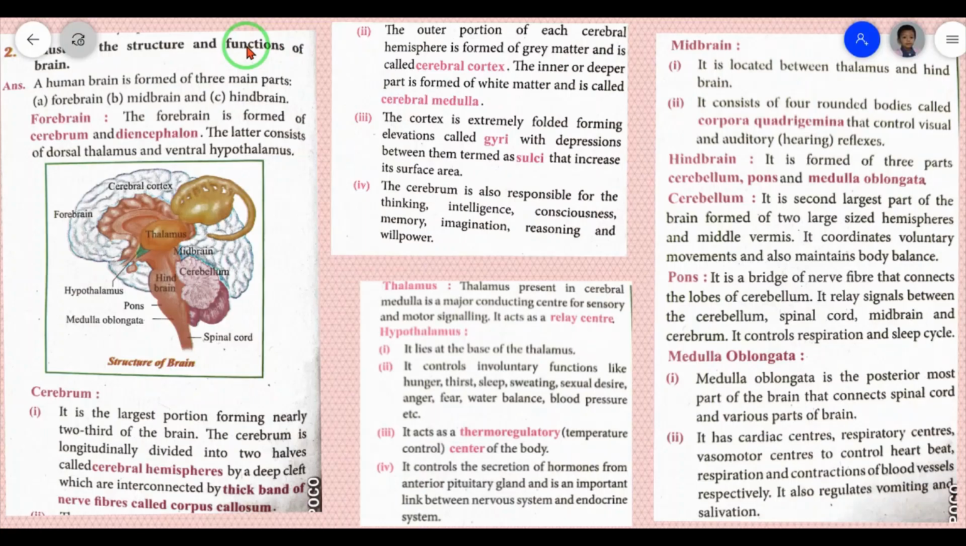Long answer question: illustrate the structure and functions of the brain. So write the parts of the brain, then for each part write its functions. So this is the answer to the long answer question.